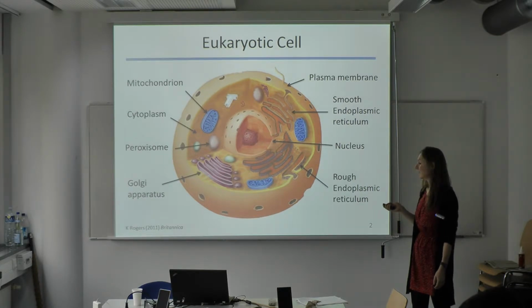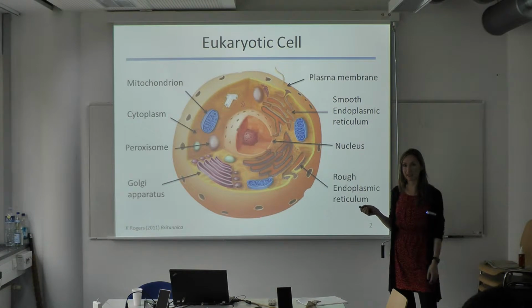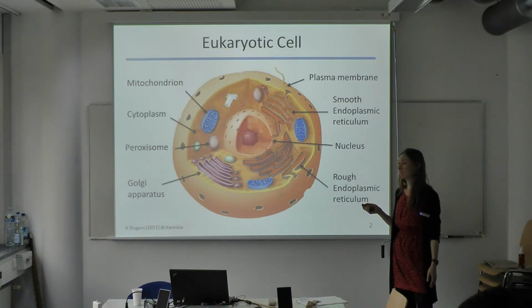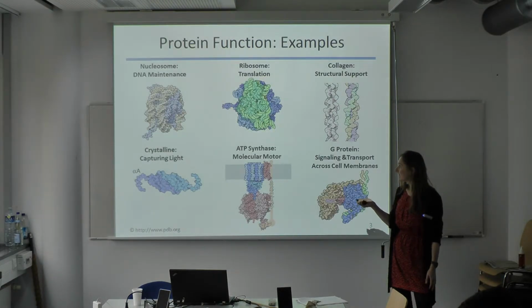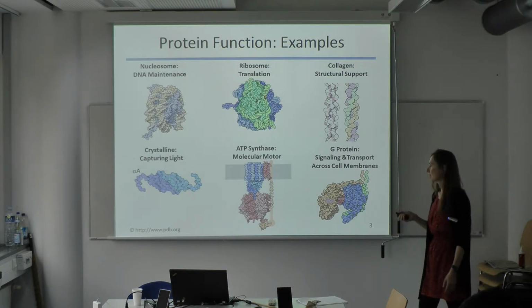And in each of these compartments we have thousands and thousands of proteins, and depending on the compartment, the function of a protein is different. So it's obvious that a protein that sits in the nucleus would have a different function than a protein that sits, say, in the mitochondria. And here I want to show you some examples of proteins and their functions.